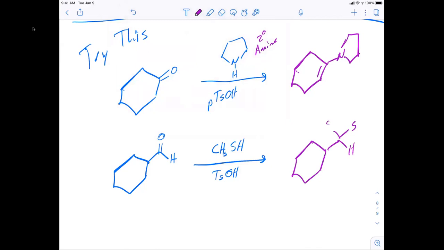And I'm going to show the hydrogen there so that you'll know we haven't changed that. So I get the thioketal, just not cyclic this time, just the thioketal. Or thioacetal, sorry.